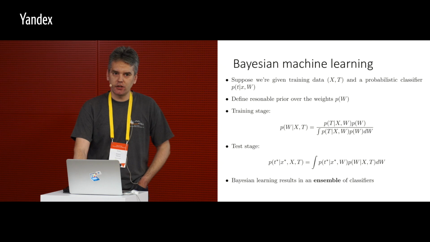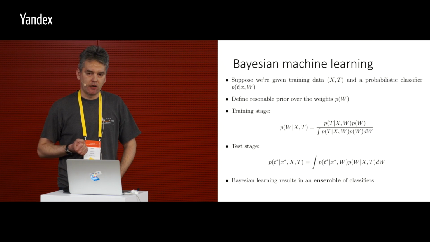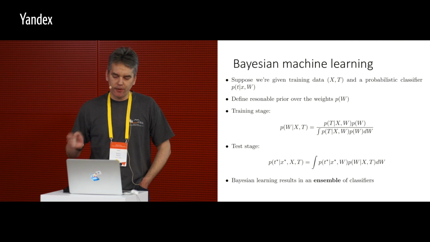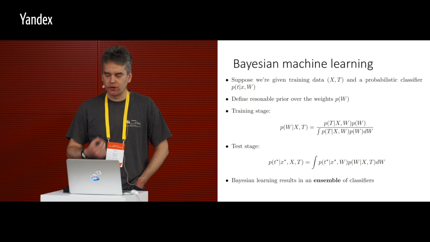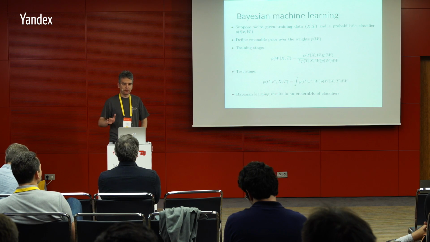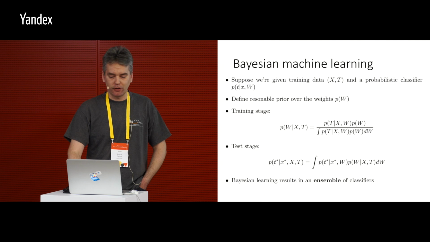And at the test stage, again, instead of applying just single classifier, we perform weighted voting. So we apply the whole ensemble, and the weights of the elements of this ensemble are equal to the value of posterior distribution p(w | x, t). So this is how it should work in theory. And the Bayesian framework provides us the way of how to train the ensembles. But almost nobody uses it in practice.